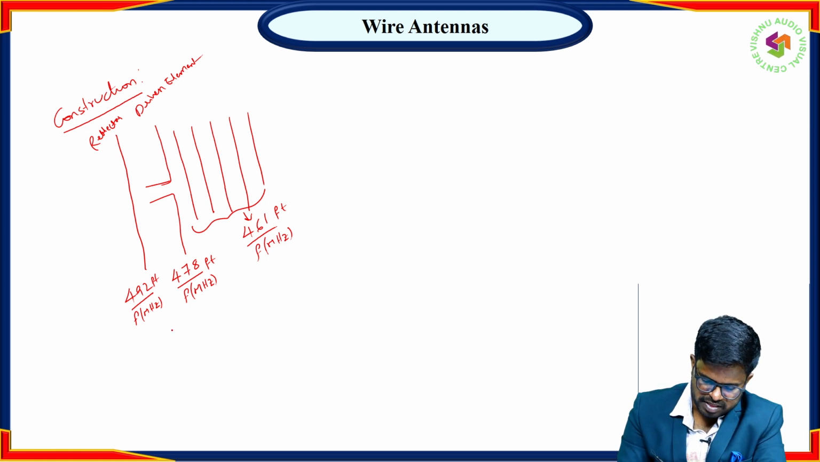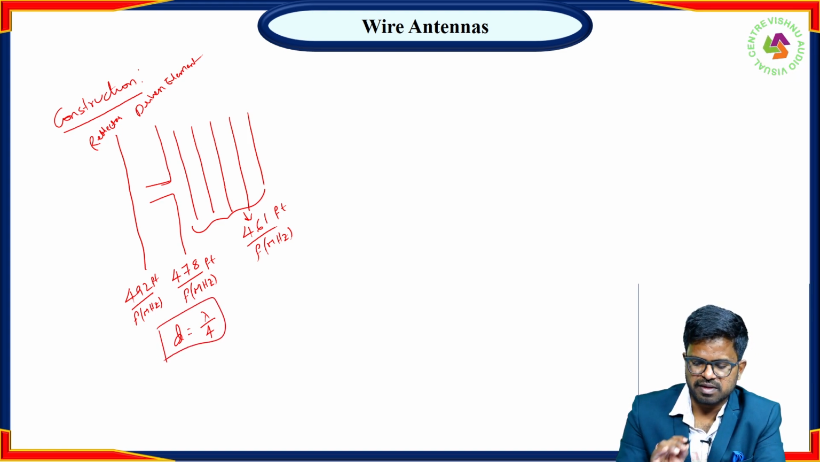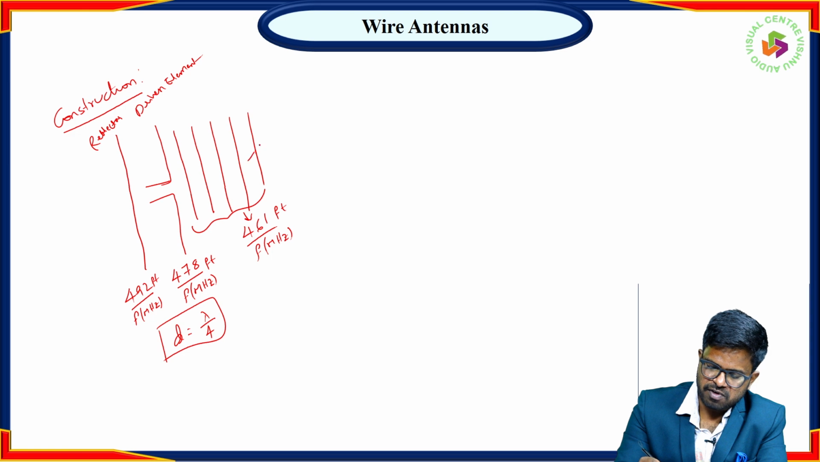And the spacing between them should be lambda by 4. Like that, you have to choose the spacing between the elements. Then this is the best construction that we know. Then it can give good radiation in the forward direction.